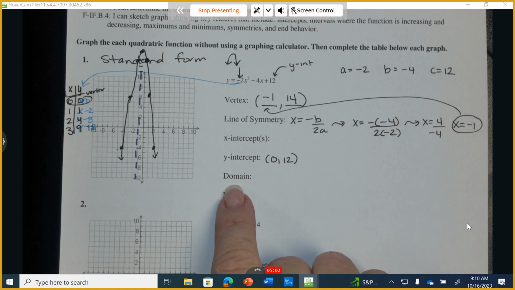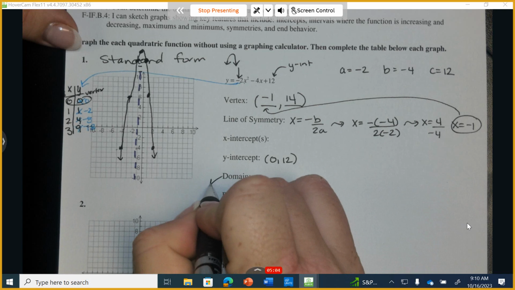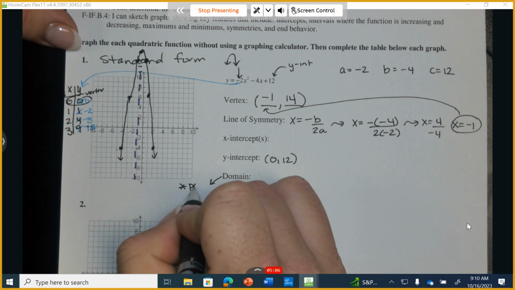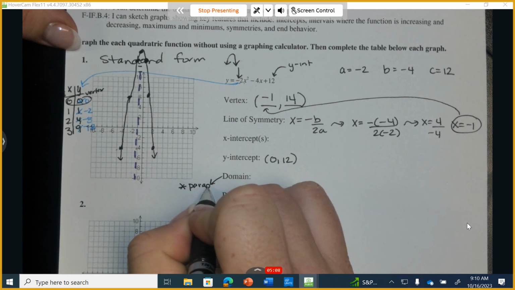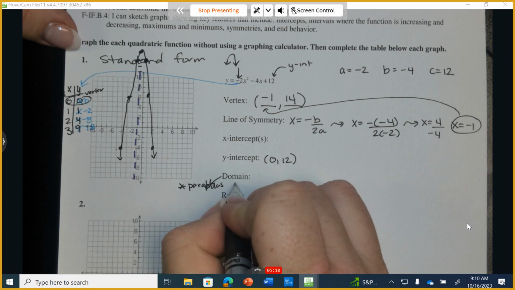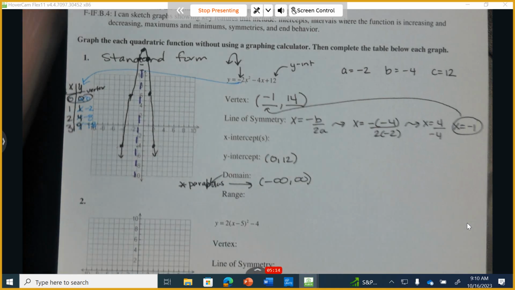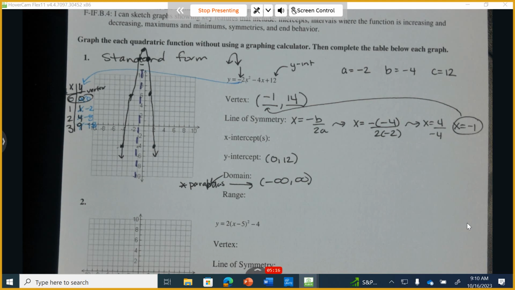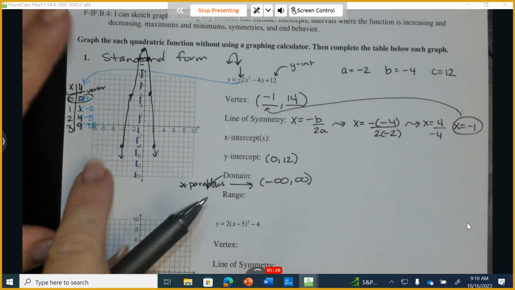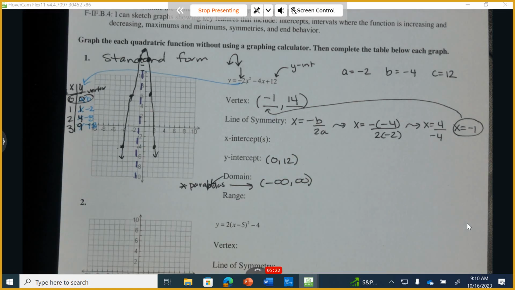So the domain for this problem, please go out to the side here and write the domain for parabolas, if they have no restrictions, is always going to be negative infinity to positive infinity. It always continues to open up or down as it moves to the left and to the right. There's no restrictions how far it goes to the left and right, again, as it opens down, or in other cases, opens up.